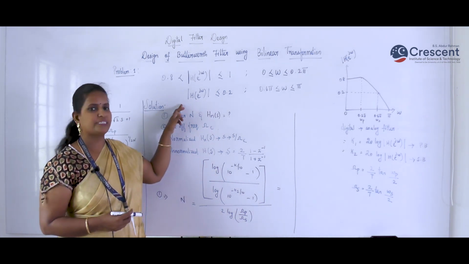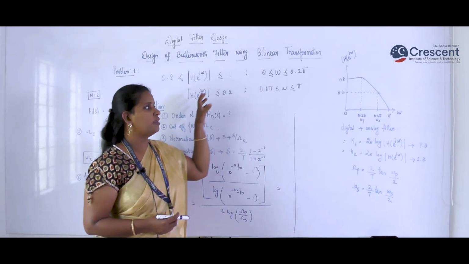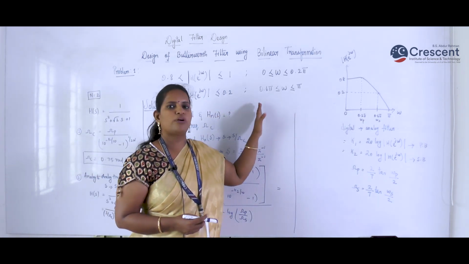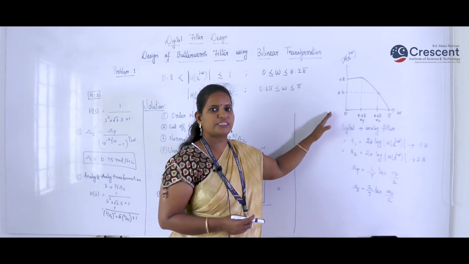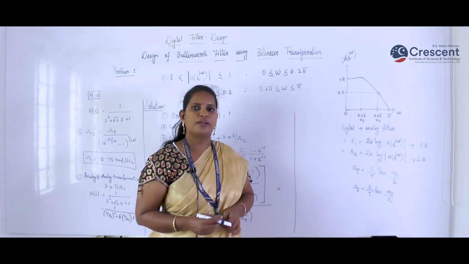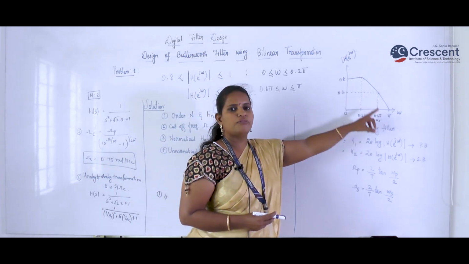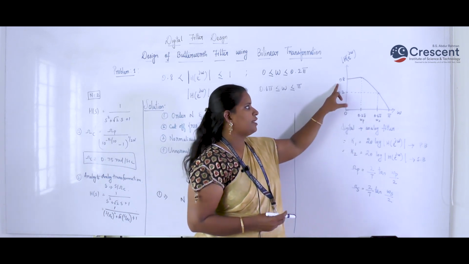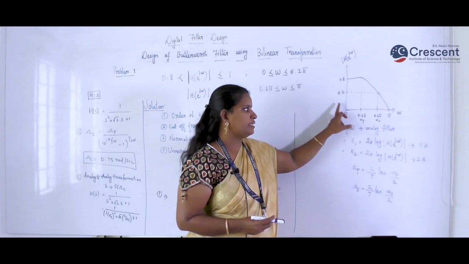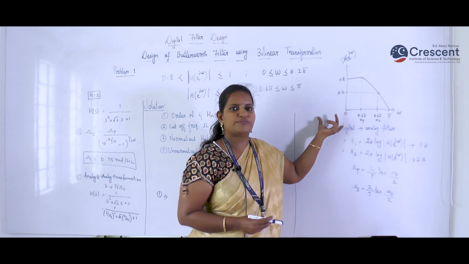This is the given problem statement for H of e power j omega with respect to the frequency, and H of e power j omega for this range of frequency. When you are plotting this in your response curve, the x-axis is your frequency and the y-axis is your gain, that is the magnitude of H of e power j omega. When you plot it, the curve will look like a low pass filter. The gain is 0.8 in the pass band, the pass band frequency range is 0.2 pi, and for the stop band the value is 0.65. When you join all the points, it looks like a low pass filter.